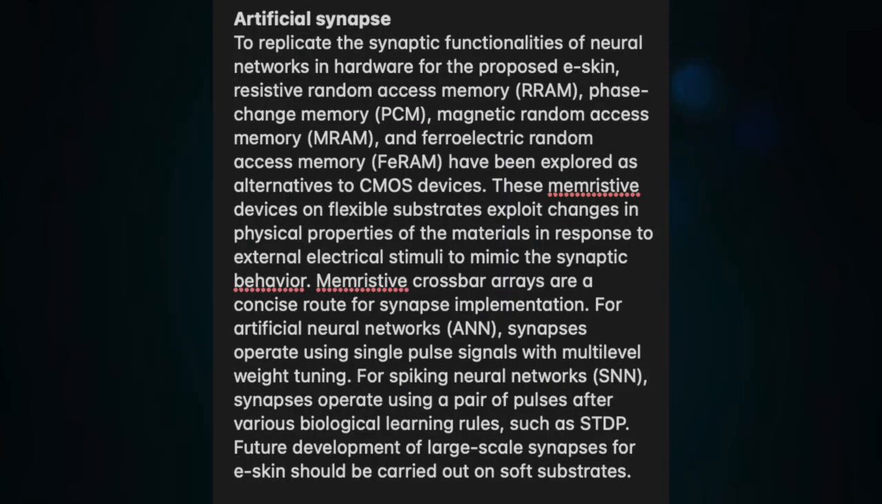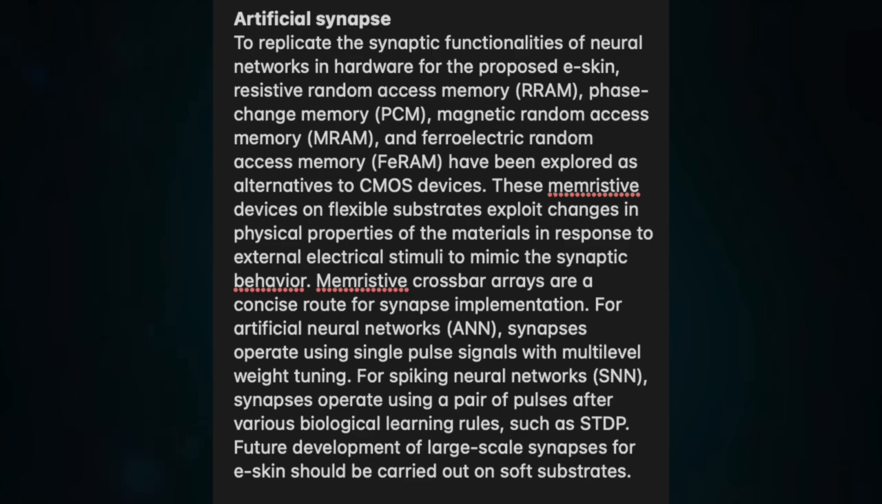Artificial synapse. To replicate the synaptic functionalities of neural networks in hardware for the proposed e-skin, resistive random access memory RRAM, phase change memory PCM, magnetic random access memory MRAM, and ferroelectric random access memory FeRAM have been explored as alternatives to CMOS devices.